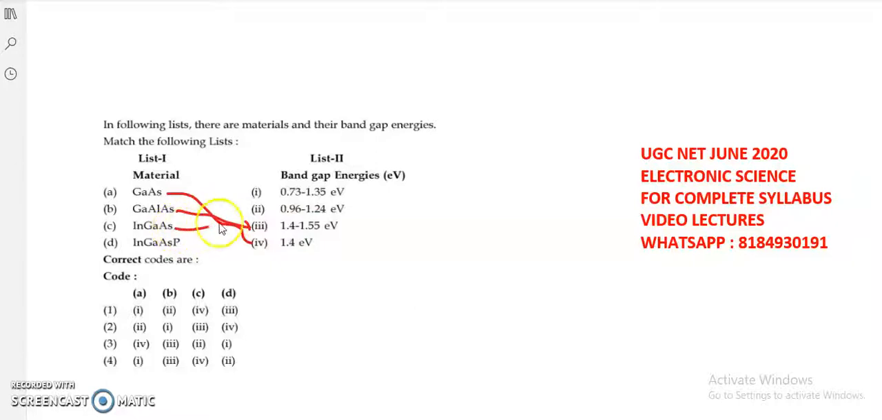And coming to indium gallium arsenide, it is 0.96 to 1.24 electron volts, and indium gallium arsenide phosphide is 0.73 to 1.35 electron volts. So here the correct option is the third one.